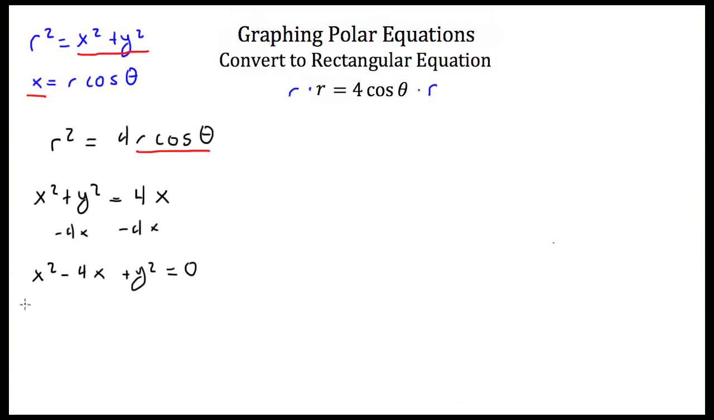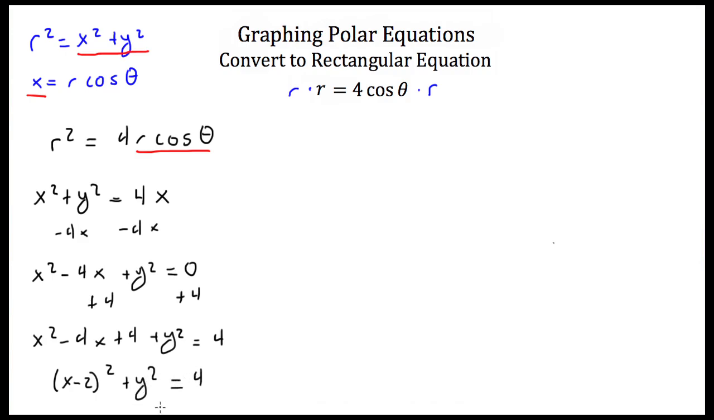I'm going to complete the square for the x's by adding 4 to both sides. If I do that, I'll end up with x squared minus 4x plus 4 plus y squared is equal to 4. This x squared minus 4x plus 4 is the same as x minus 2 squared plus y squared is equal to 4. This here is the equation of a circle.